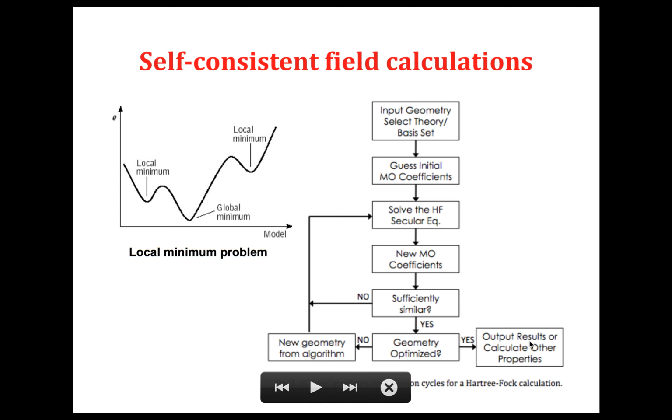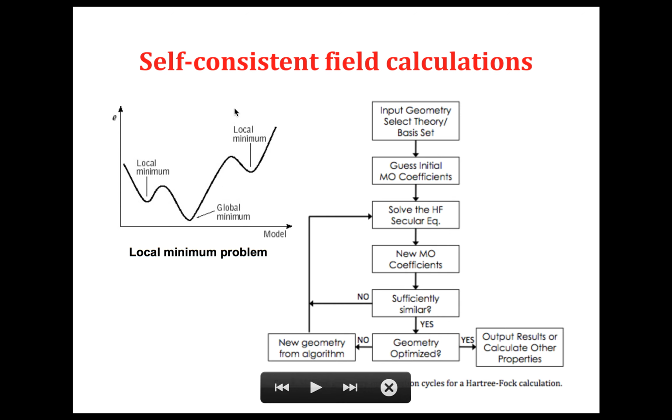And then you might do other calculations. One of the most commonly done calculations after you do a geometry optimization would be something like a vibrational frequency calculation. So you can understand the IR spectra of the molecule. This also gets you some thermodynamic parameters so you can compare the enthalpies and the Gibbs energy of the molecules at some given temperature, usually room temperature.